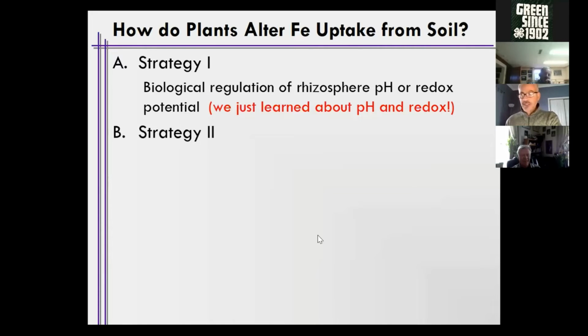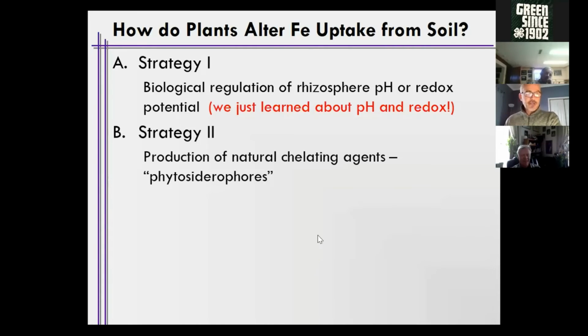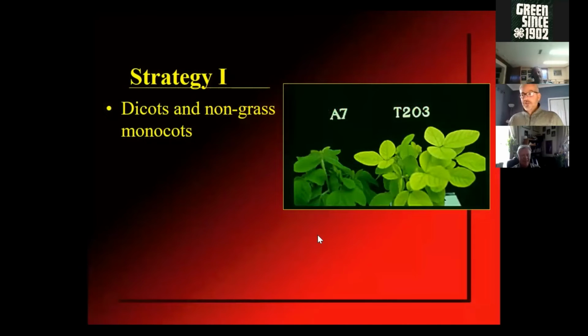The other strategy is for the plant to create natural chelates from within the plants themselves, called phytosiderophores, and pump them out into the rhizosphere to grab hold of nutrients: iron, zinc, copper, etc. These next couple slides pertain directly to Merlin's question. Strategy 1 occurs in dicots and non-grass monocots. So if you're growing alfalfa or soybean, in fact, soybean is probably illustrated in this slide set, this relates to those types of plants.